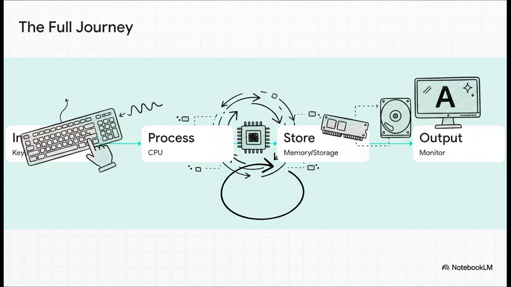And there it is, the whole trip from start to finish. You press a key on your keyboard, that's input. The CPU figures out what that key press means, that's process. It uses RAM and your hard drive, that's store. And finally, the letter pops up on your screen, that's output. Every single thing your computer does follows that exact same loop.